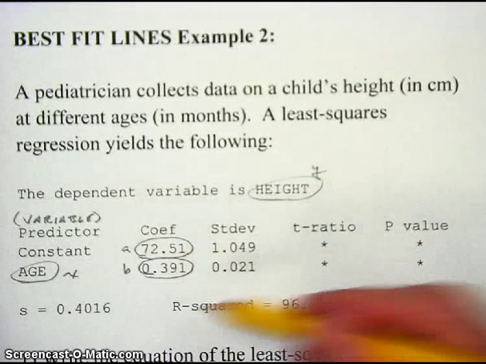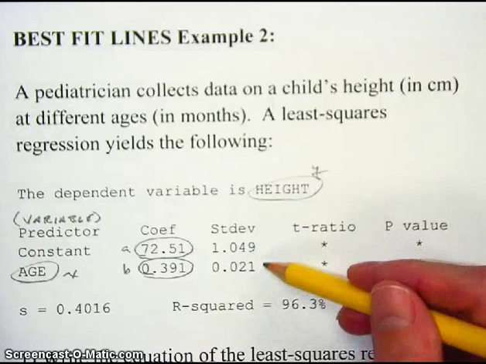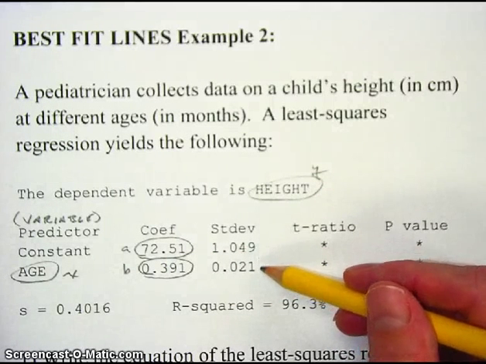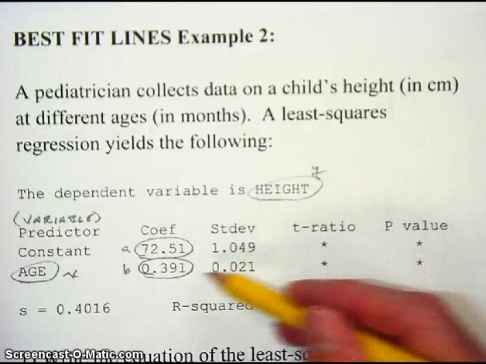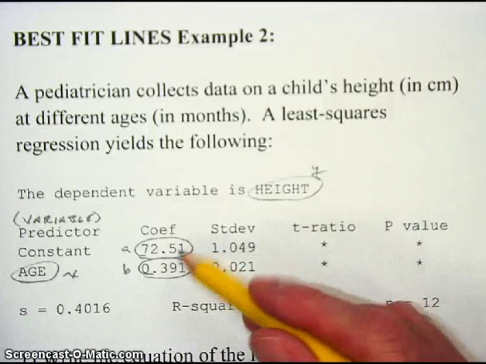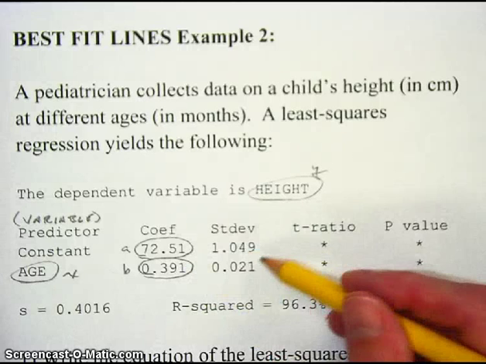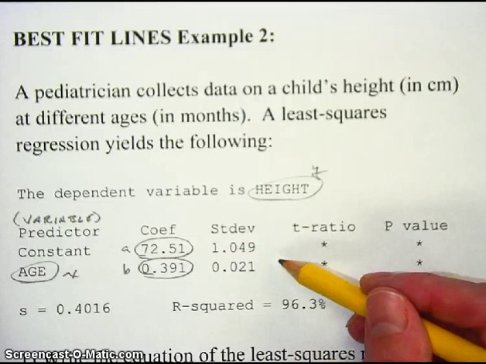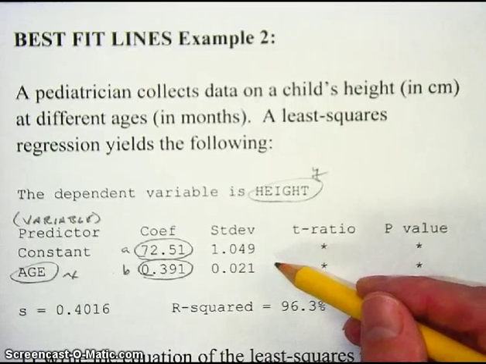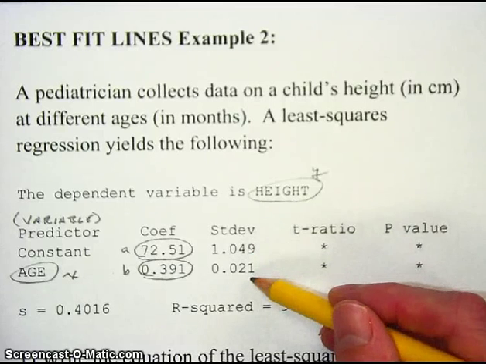Next to that column, we have these standard deviations. These are not the standard deviations of x and y. These are actually the standard deviations of the estimates that we have here for our coefficients. So that's something we're not going to have to look at yet. That'll come up much later on as we study regression inference.